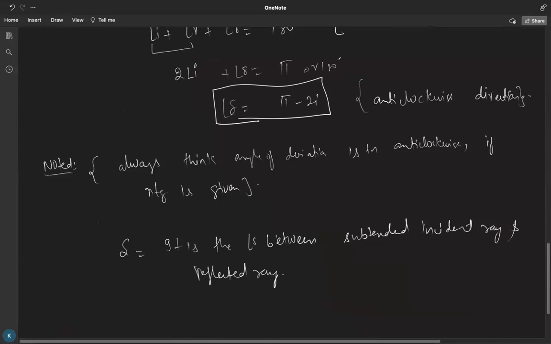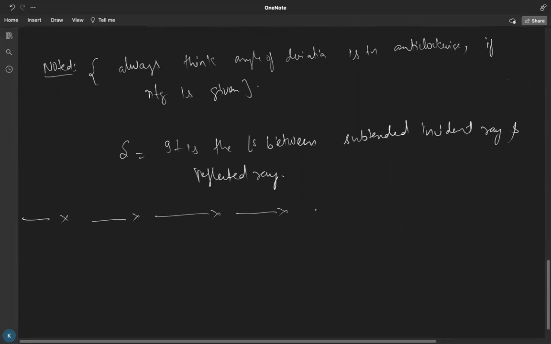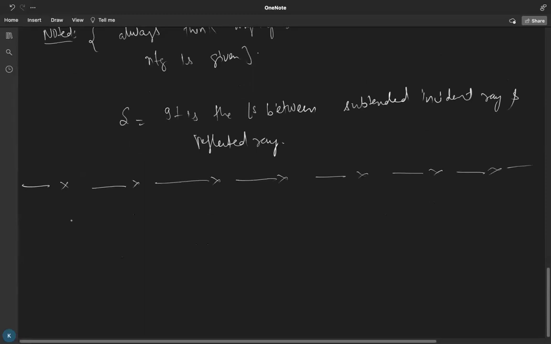Now, what you have to do here is draw the graph between the angle of deviation and the incident angle. So let me write it here. We're dealing with the graph kind of thing. So draw the graph between delta and i for a plane mirror, right?